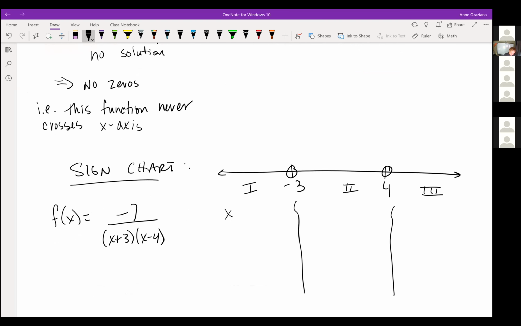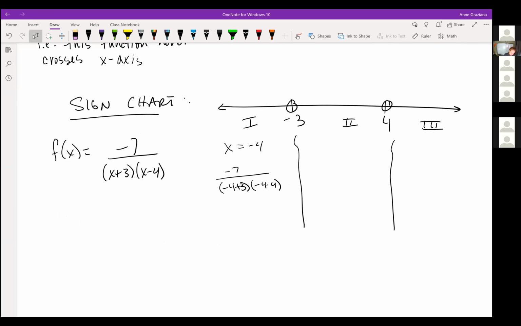So I'm going to pick x is -4. So let's do -7 over -4 plus 3 times -4 minus 4. Now here's a little bit of a cheat. I don't mind if you calculate the numbers, but sometimes you don't have to. So this -7 is going to stay negative on top. -4 plus 3 is a negative number, and -4 minus 4 is a negative number. So this is going to end up being negative over positive. So that means my final number, whatever it is, is negative.